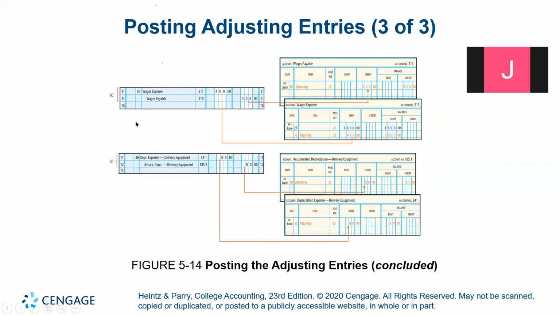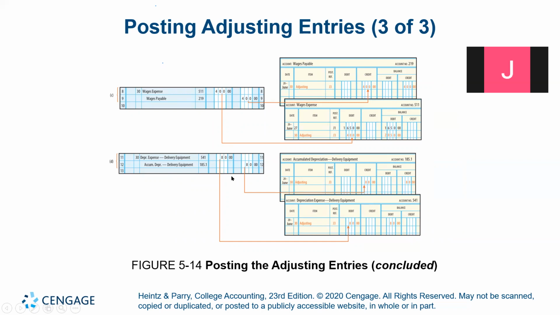Let's look at the wages expense. They had a beginning balance because they had already paid for the first 25 days of the month. It was that last 3 or 4 days. So we debit wage expense. We started with a balance of 1650. It's now up to 2050, and we credit wages payable.